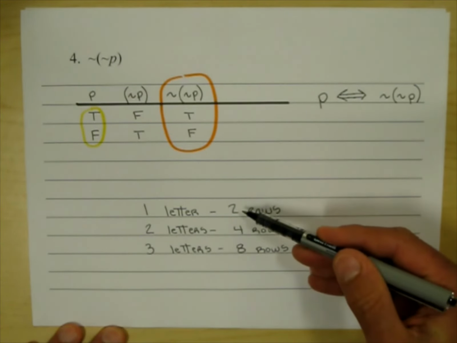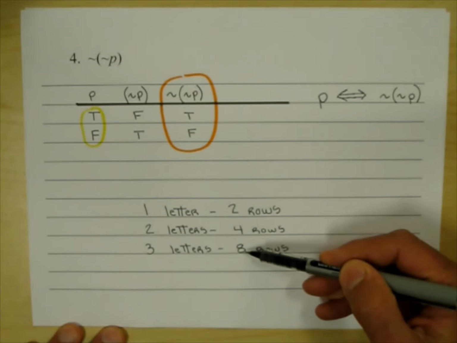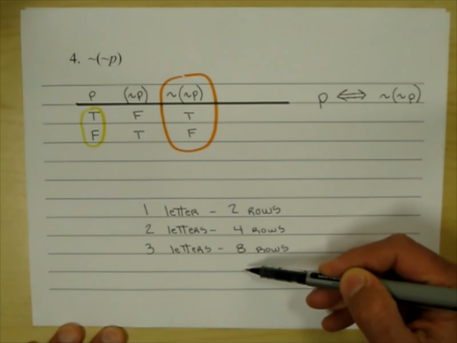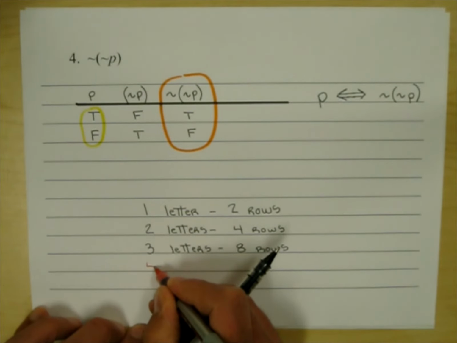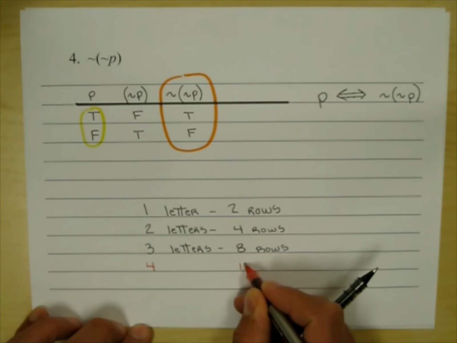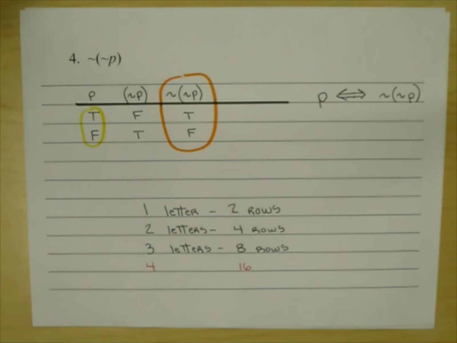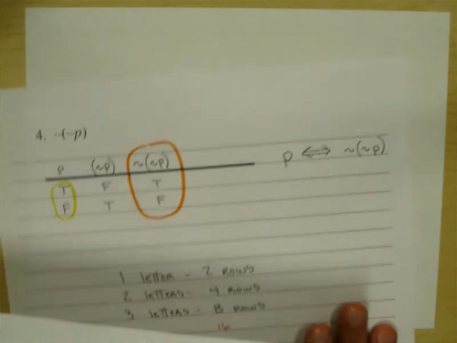Look at this. It says 2, 4, 8. That's a geometric sequence. The next one would be 16. So if you had 4 letters, there would be 16 rows. Those are more of the challenge problems. So let's go ahead and do the next problem. I think we have like 2 more problems to do, and then we'll end this lecture here.